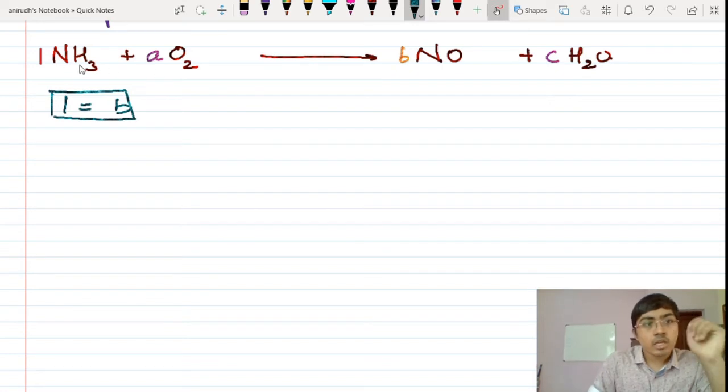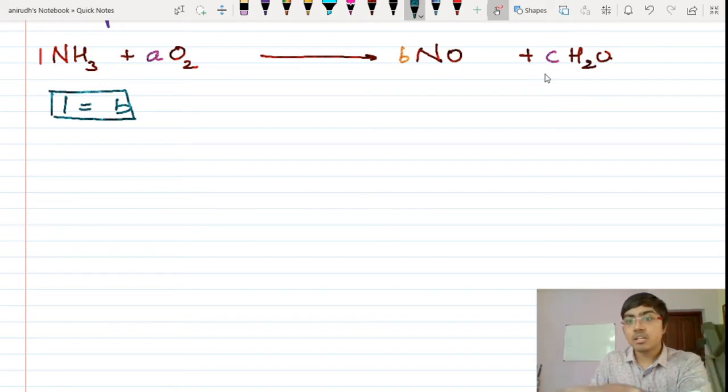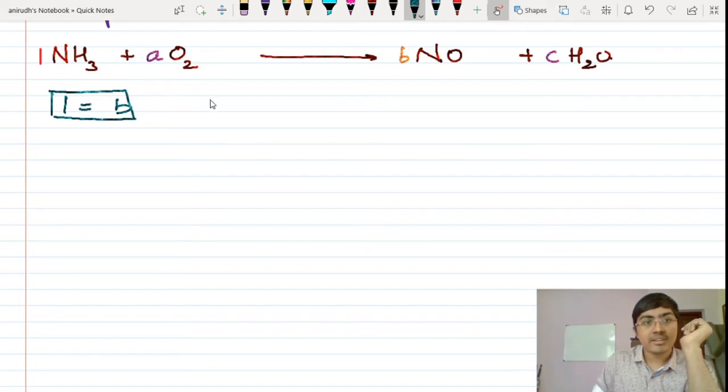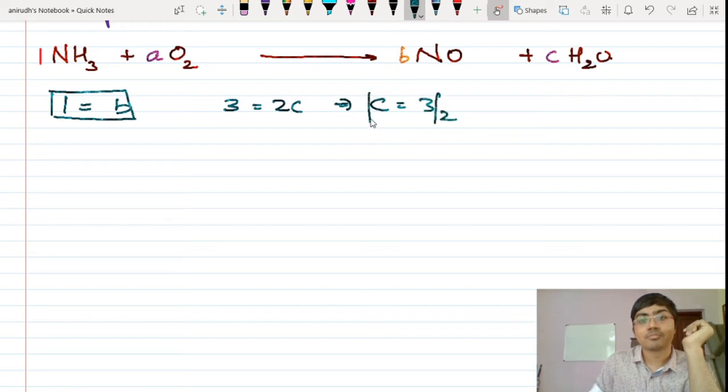Very good. Now let us talk about hydrogen. On the reactant side there are 3 hydrogen atoms. On the product side I have 2C hydrogen atoms. So I will just equate this as 3 is equal to 2C, or this implies C is equal to 3 by 2.